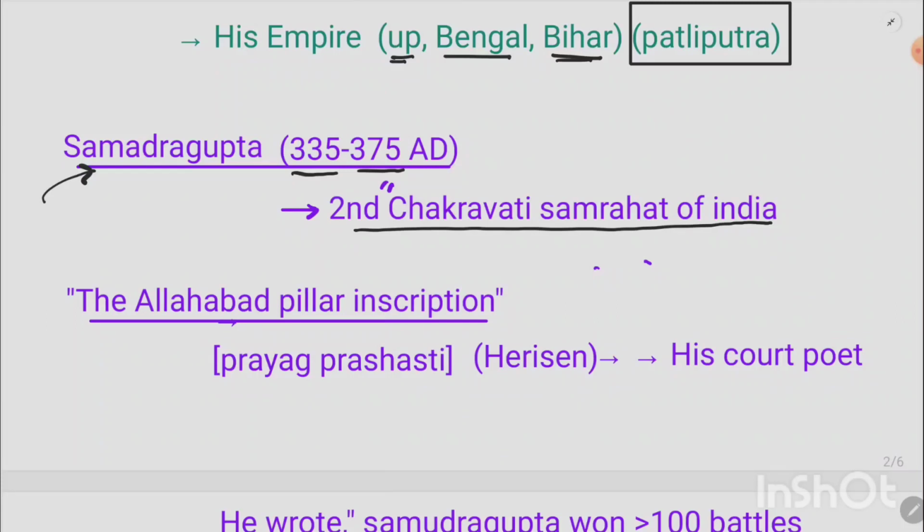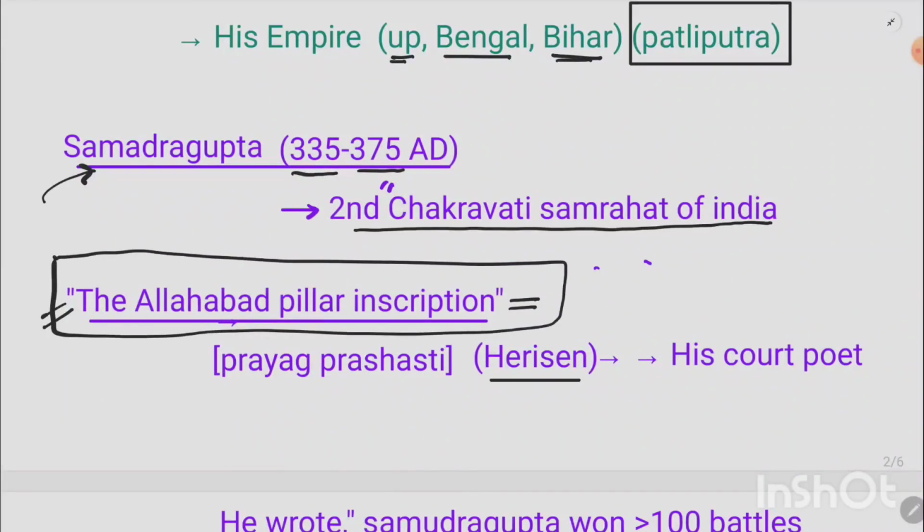He was so brave that he fought so many wars, as presented by his court poet, whose name was Hari Sen, in this Allahabad pillar inscription. He mentions there that Samudragupta fought more than 100 battles, and he won each and every one of them. Okay, that was the bravery of Samudragupta. Just remember this important detail about this important inscription, the Allahabad pillar inscription.